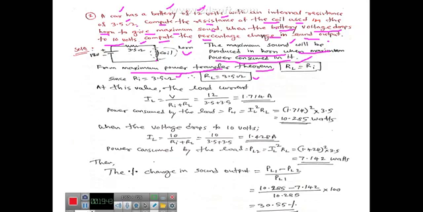So now you can easily find out the current delivered by the source. What is the current delivered by the source? Current delivered by the source is nothing but this IL. The current through this is IL. IL is equal to V divided by Ri plus RL. So 12 divided by 3.5 plus 3.5. So the current is 1.714.